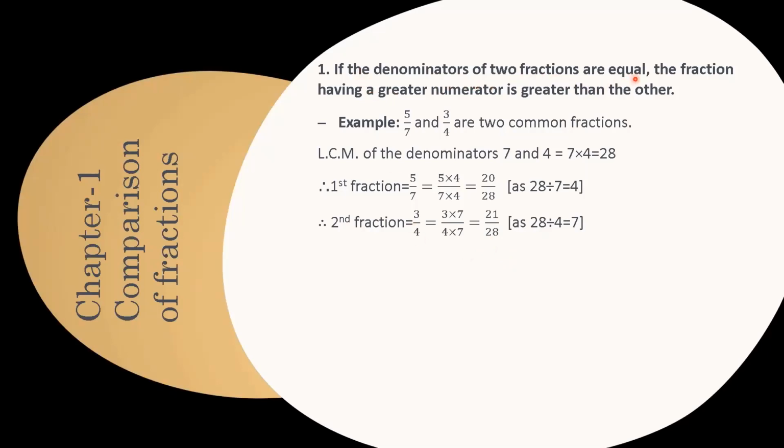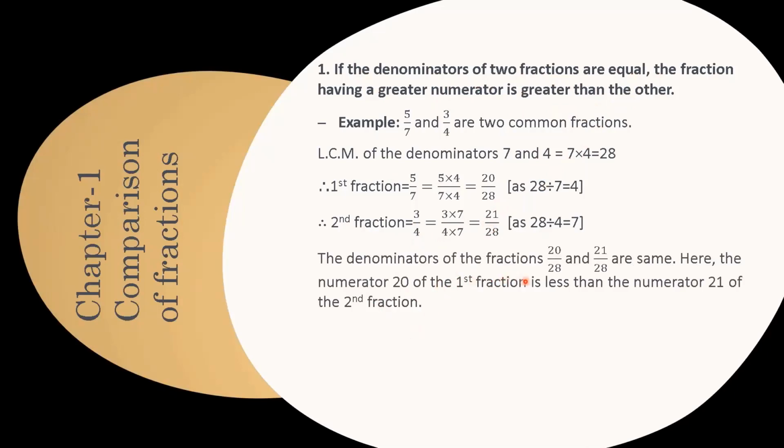If the denominators of the two fractions are equal, and already we have made the two fractions' denominators equal, then the fraction having a greater numerator is greater than the other. So the greater numerator is in the second fraction. So the denominators of the fractions 20 divided by 28 and 21 divided by 28 are the same. Here the numerator 20 of the first fraction is less than the numerator 21 of the second fraction. Therefore, 20 divided by 28 is less than 21 divided by 28.